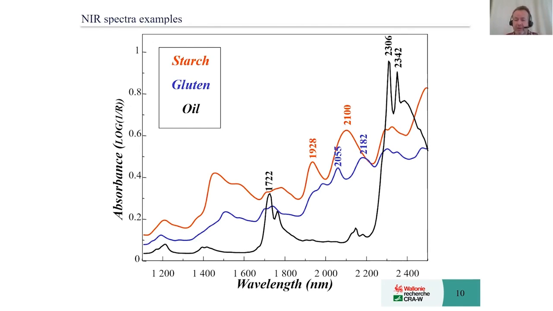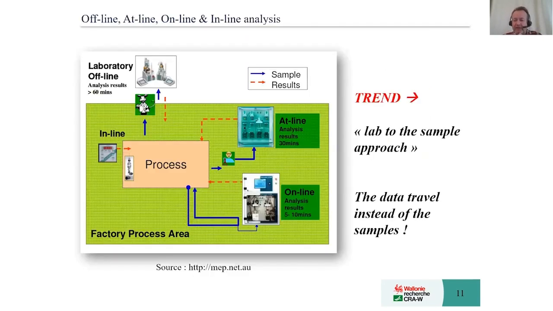Just to tell you that in fact one band corresponds to a vibration. So what happens when there is an interaction between the light and the matter, we have a molecular vibration, and this makes the wavelength absorbed or not by the product, and this gives us information. What is very, very interesting with this kind of technique is that the same technique can be applied to different products. I will come back to this a little later on.